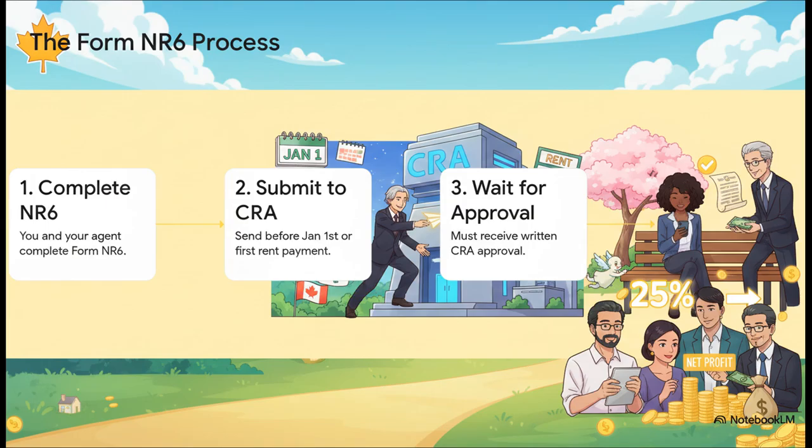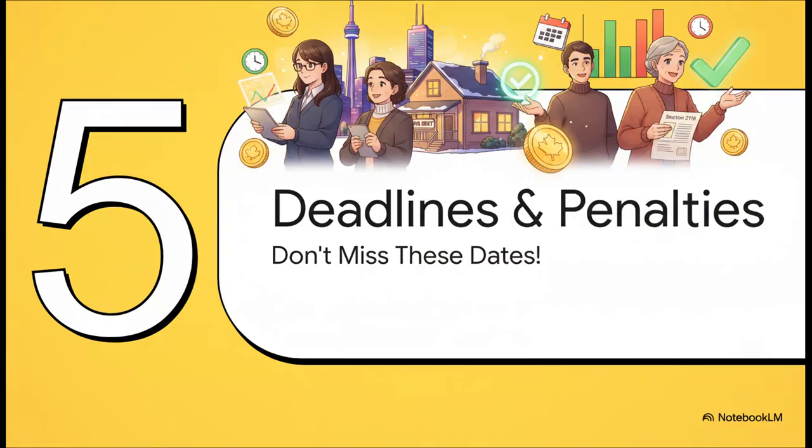This makes a massive difference to your client's monthly cash flow. And the process for this is pretty straightforward. You and the client's Canadian agent fill out the NR6 form together, and you put down your best estimate of the annual rent and all the expenses. You have to submit this to the CRA for approval before January 1st, or at least before that first rent payment is due. Now, this next part is key. You cannot do anything until you get written approval back from the CRA. But once that letter arrives, your agent can flip the switch and start withholding 25% on that much, much smaller estimated net amount.